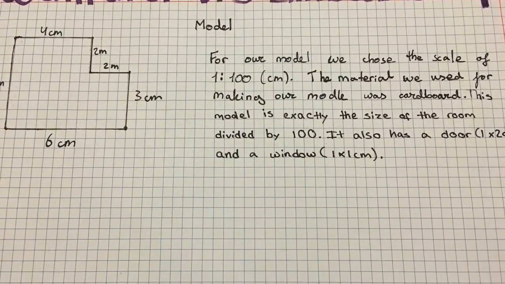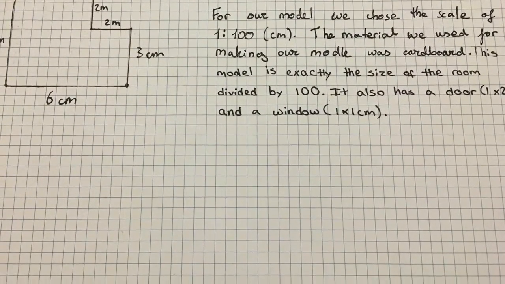Wallpaper versus Zimbabwe dollars. 3D model. To add to our paper PowerPoint and video, we also made a 3D model of the room with a scale of 1 to 100. The material we used for making the model was cardboard. This model is exactly the size of the room divided by 100. It also has a door, which is 1 by 2 centimeters, and a window, which is 1 by 1 centimeter.